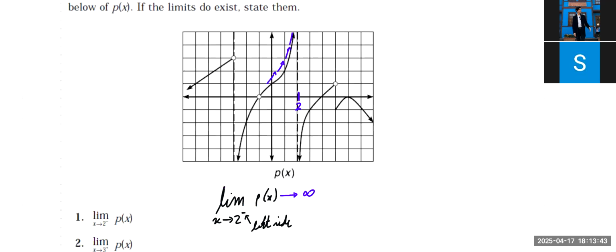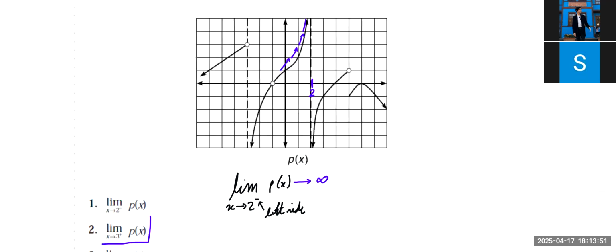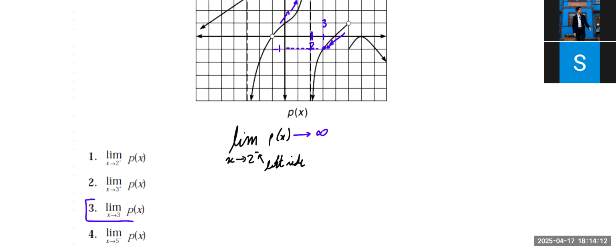So what is that going to be? So the limit as x approaches 3 positive, then that would be -1. Negative 1. Because this is where 3 is. And if I'm approaching from the positive side, then I would be approaching this y value, which is negative 1. Similarly, what is the limit as x approaches 3 in general?